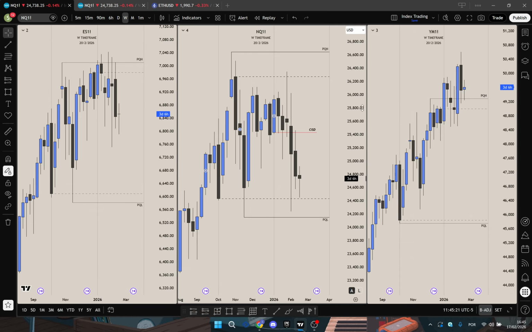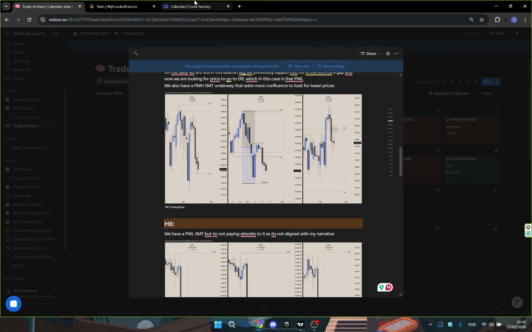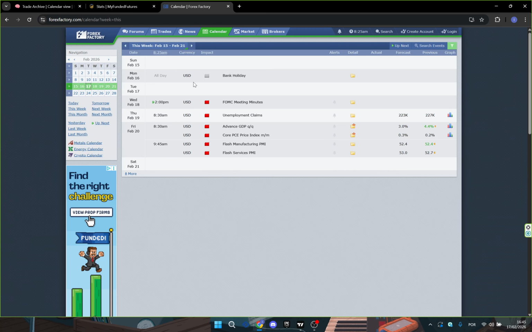I'll be going over the day today. I personally didn't take any trades, but I'll be going through my analysis and outlining what I was looking at. So to start off, looking at the news calendar for this week.